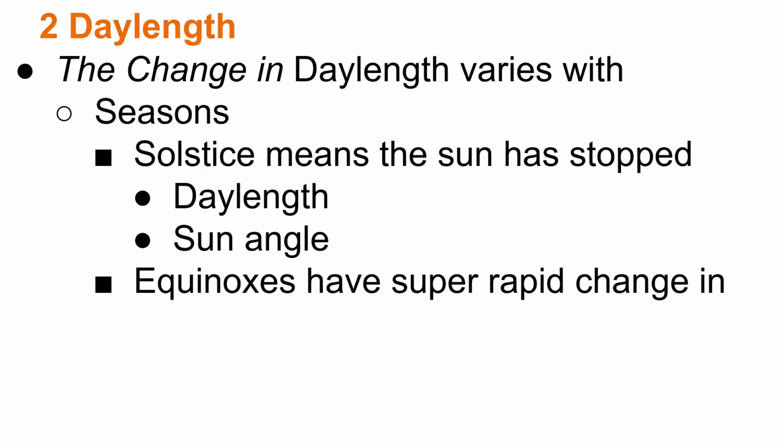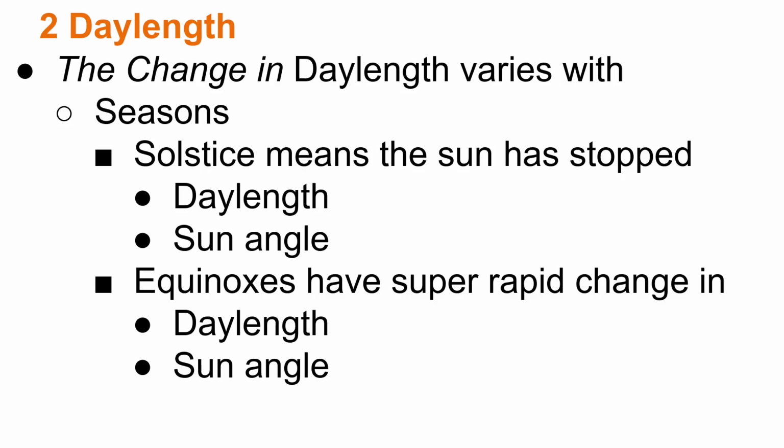At the equinoxes, we've got super rapid change. Like I mentioned, we have about 2.5 minutes change in day length around the time of the equinoxes. At the fall equinox, we're losing 2.5 minutes, so that's what's happening right now. And then in the spring, we're gaining about 2.5 minutes of daylight every day. Same thing, the angle of the sun changes rapidly around the equinoxes, and doesn't really change around the time of the solstices.